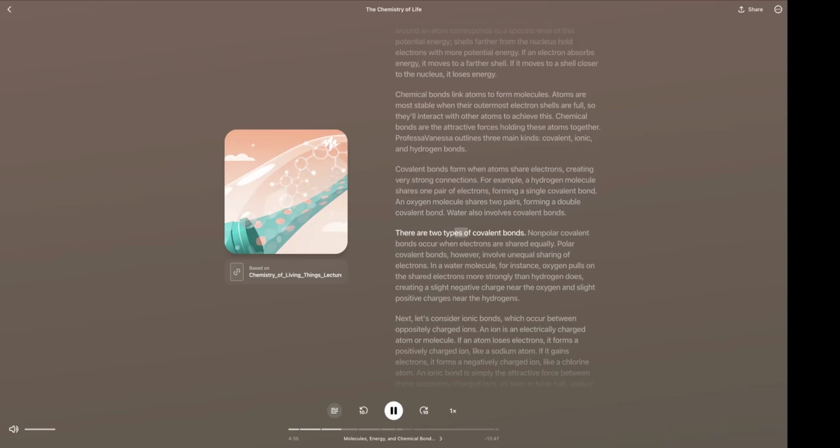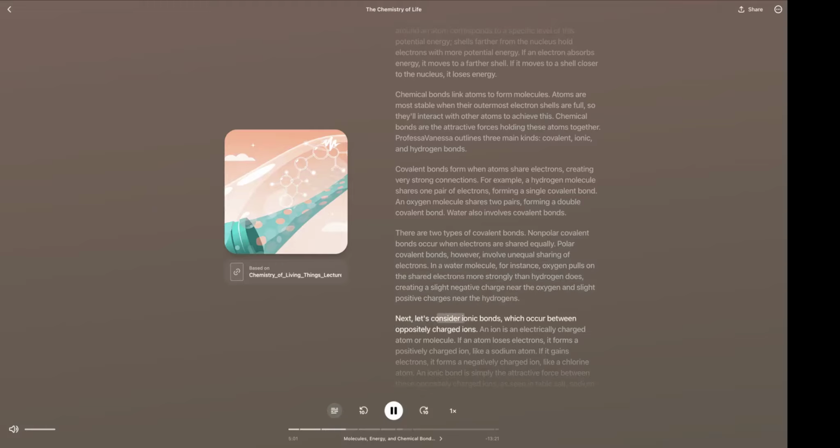There are 2 types of covalent bonds. Nonpolar covalent bonds occur when electrons are shared equally. Polar covalent bonds, however, involve unequal sharing of electrons. In a water molecule, for instance, oxygen pulls on the shared electrons more strongly than hydrogen does, creating a slight negative charge near the oxygen and slight positive charges near the hydrogens.